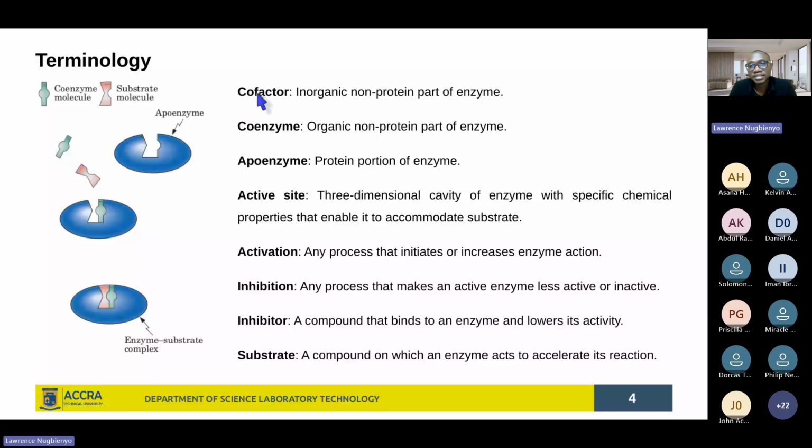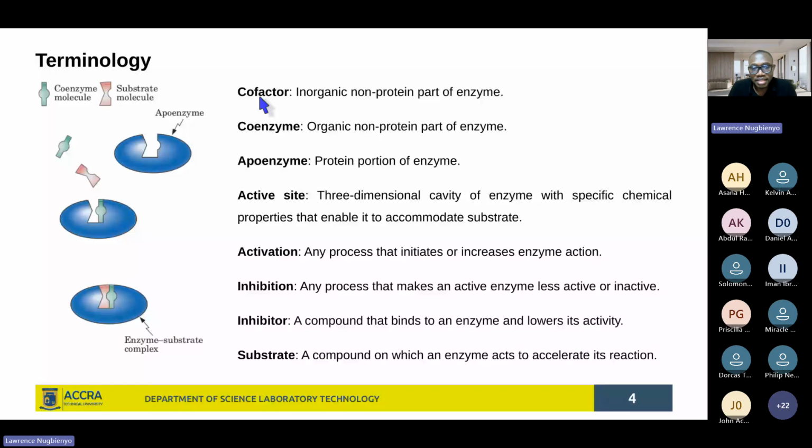A cofactor, you see, I mentioned that most enzymes are proteins. A cofactor is an inorganic non-protein part of an enzyme. It's non-protein, sometimes being referred to as a prosthetic part of the protein. It's required for the protein to be active as an enzyme. If it's not there, the protein will not be active. That's the cofactor. The cofactors are inorganic metal ions. When we continue, we'll see that.